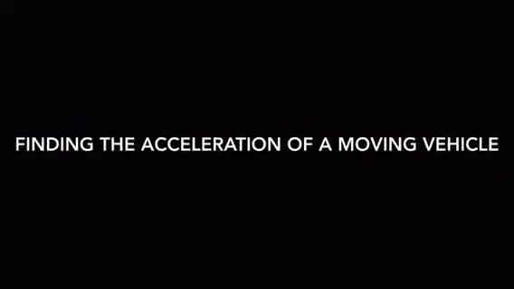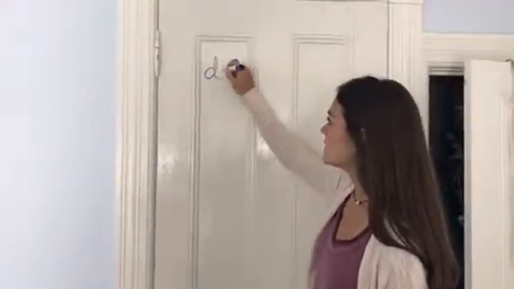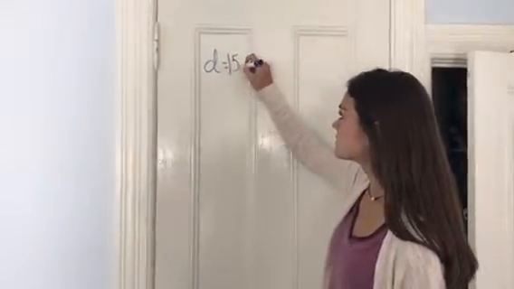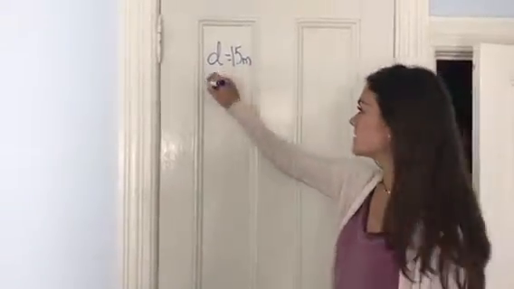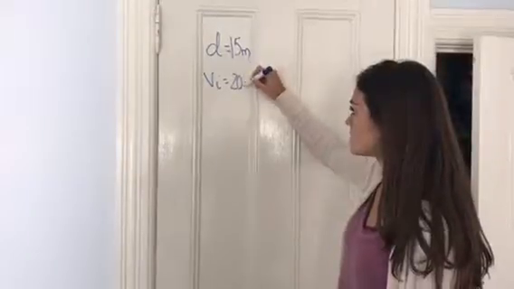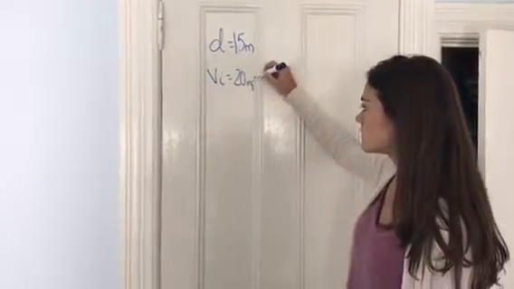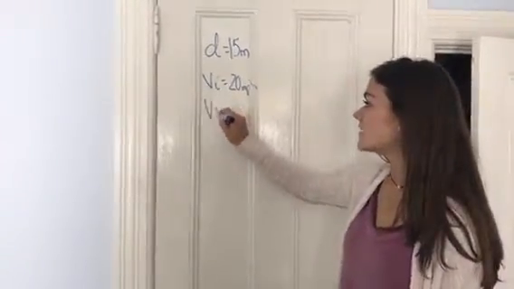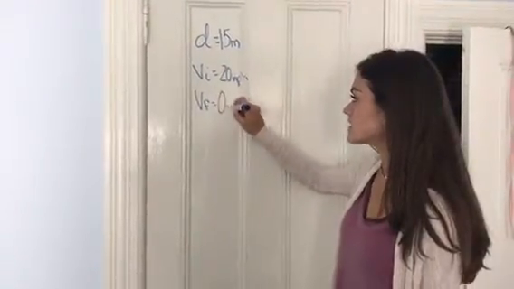AP Physics 1. Today we will be talking about kinematics, motion in a straight line. So we know that d equals 15 meters, the initial velocity equals 20 miles per hour, and the final velocity equals 0 miles per hour.